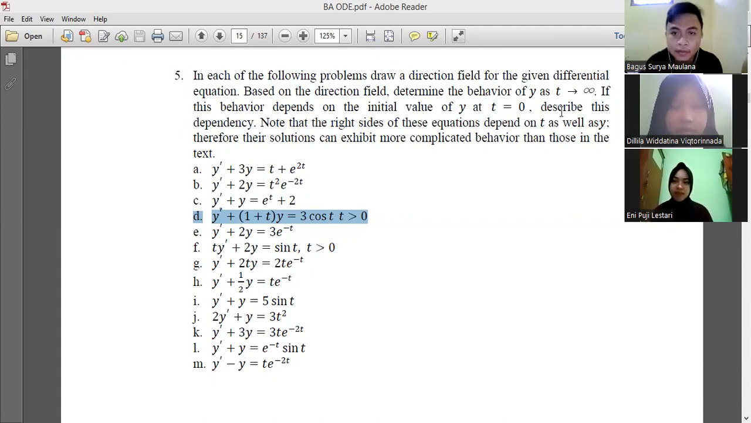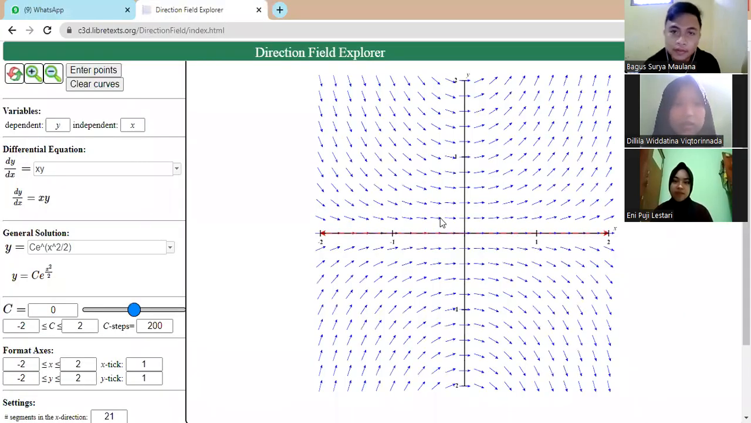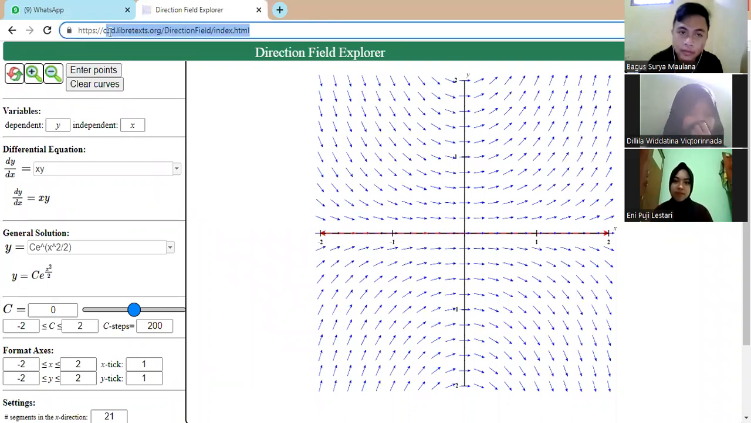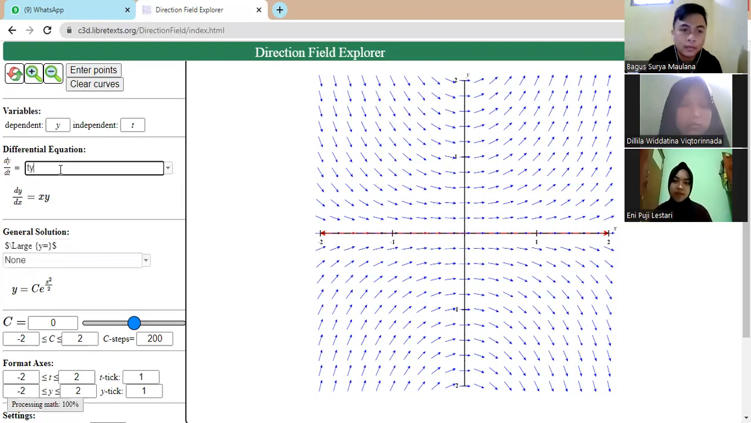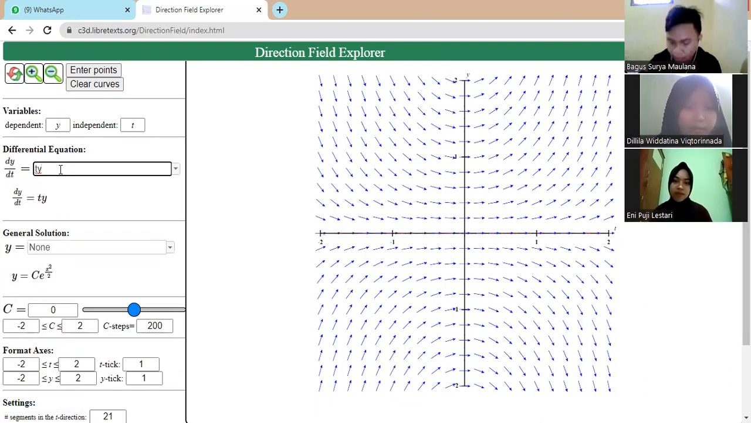Before that, I'm going to share about the calculator of direction field. You can access it on Google; you just write the site name, and then we are going to use it. For the first step, we have to determine the dependent and the independent variable for these problems. Because in this problem the dependent variable is y and the independent is t, we have to change the x in here into t. And then we write the differential equation in here.